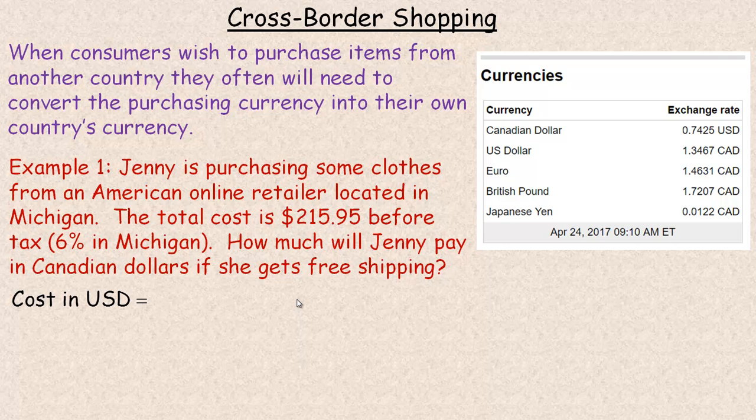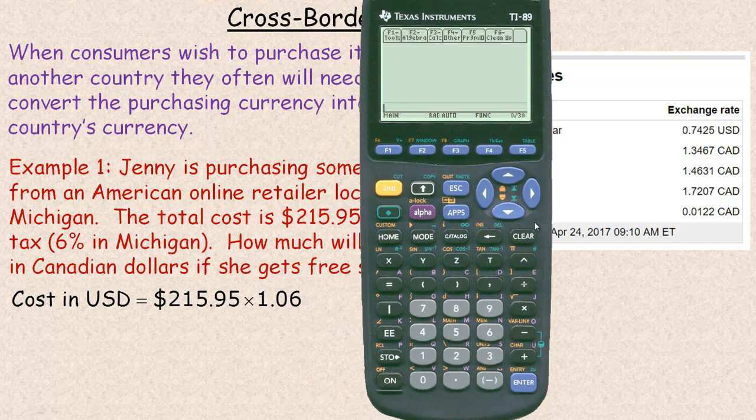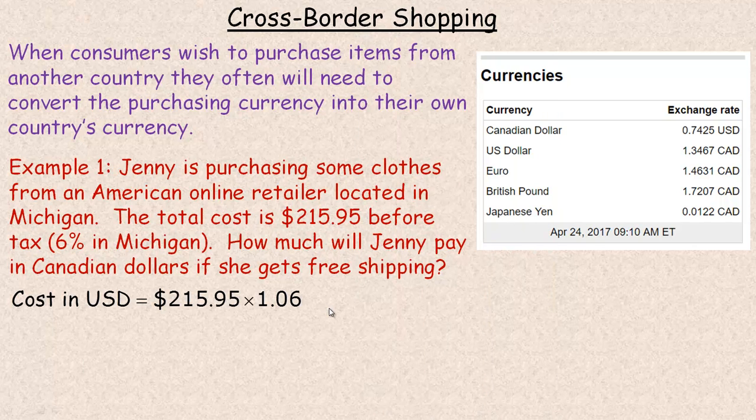So, the cost in US dollars would be $215.95, and we're going to add 6% tax to it. So we're multiplying by 1.06. So we would take our calculator and go $215.95 times 1.06, and so that's we get 228.907. This is money, so we would round to 2 decimal places. That 0 would get rounded to a 1 because the 7 is 5 or bigger. So it's going to be 228.91. And so that's the cost in US dollars, including tax.